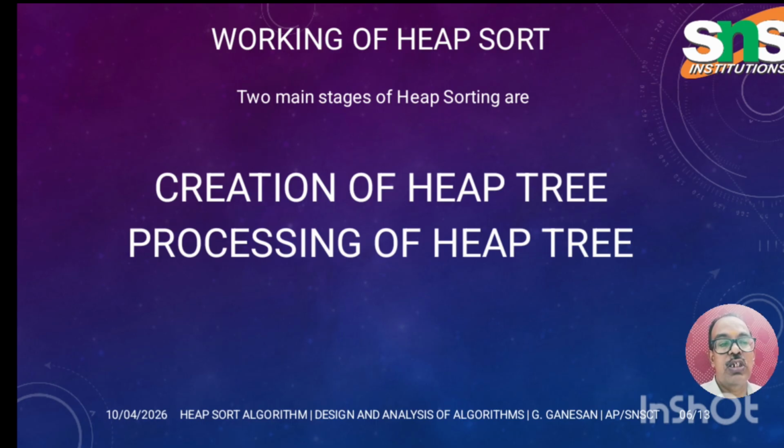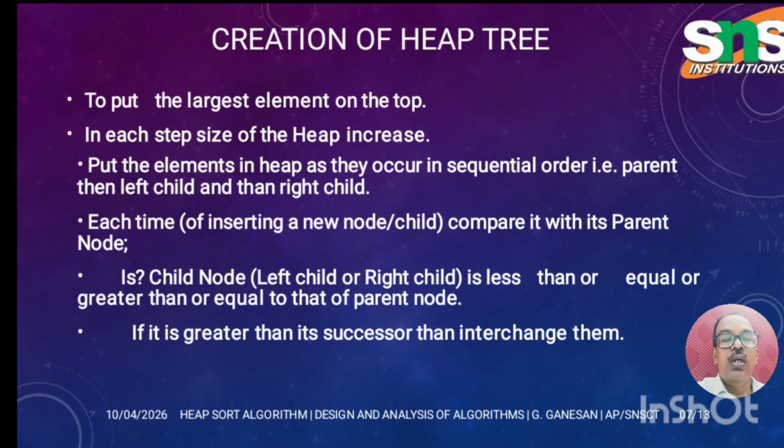What is the working principle of heap sort? There are two steps in the heap sort algorithm. One is creation of the heap tree, then processing of the heap tree. There are two different stages. The first stage is creation of the heap tree. How do we create a tree-like structure, the complete binary tree? First, put the largest element on the top, that means the parent node, as in a max heap.